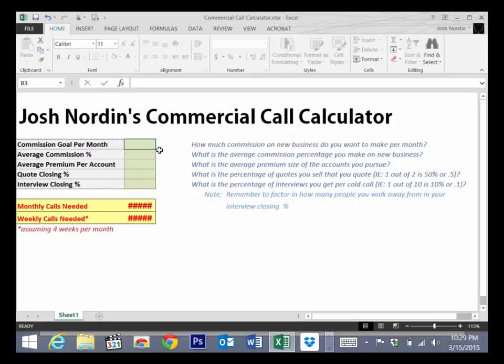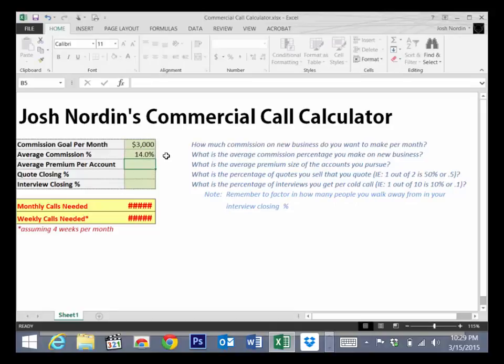So let's just say that in this example, the producer wants to make $3,000 of commission per month. Okay, so we need to have some factors here, and these you need to do based off of the average commission in your agency. So let's say that the average commission is 14%.